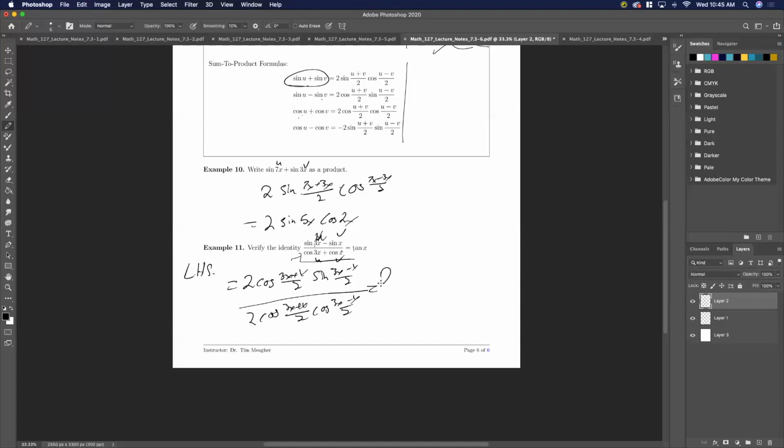If I crunch through this, I get 2 cosine of 4x divided by 2, so 2x, times sine of 3x minus x, which is 2x divided by 2, just x, so sine of x. All over 2 cosine of 2x times cosine of 3x minus x, which is 2x, divided by 2, is just cosine of x. Here I can cross off the 2's and cross off cosine of 2x. This is equal to tangent x, which is equal to my right-hand side.